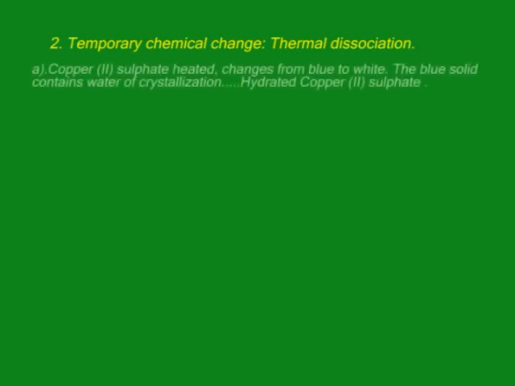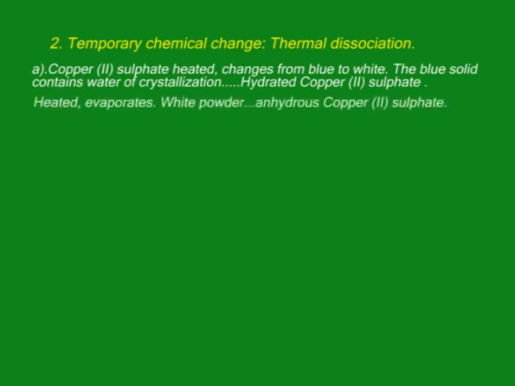The next type of change is what we call temporary chemical changes, and we look at a special type of temporary chemical change that we call thermal dissociation. When copper 2 sulfate is heated, it changes from blue to white. The blue copper 2 sulfate contains water of crystallization, and it is called hydrated copper 2 sulfate. When heated, the water evaporates, leaving a white solid that we call anhydrous copper 2 sulfate. Take a look at this.